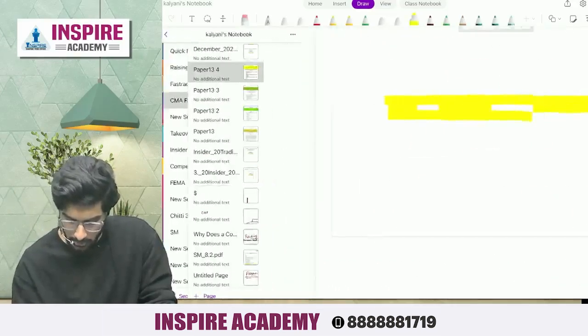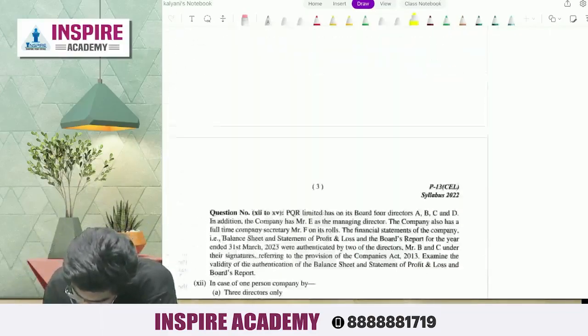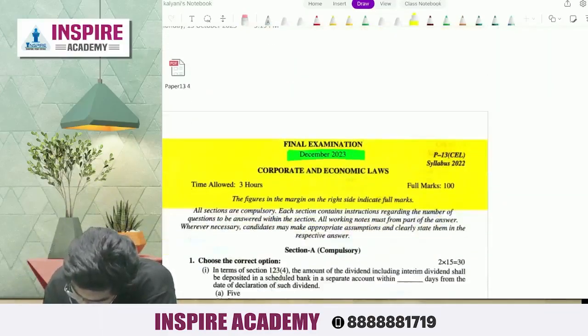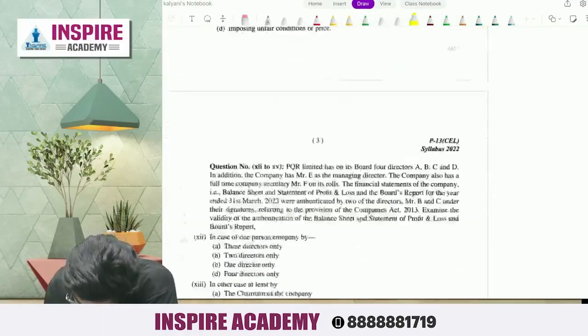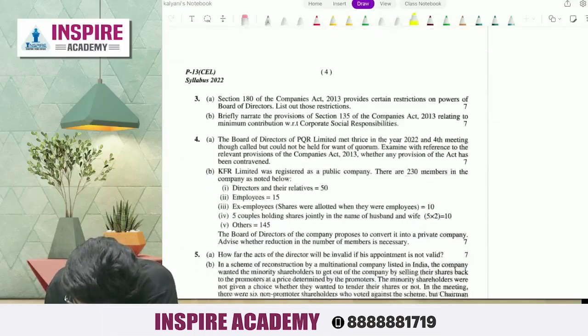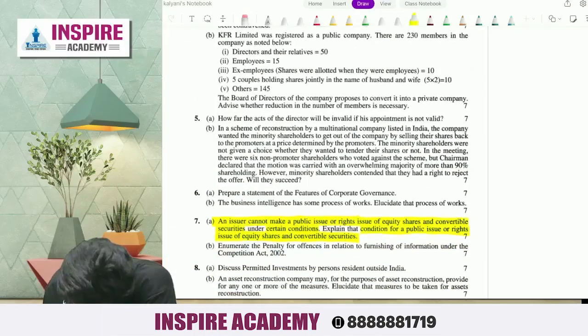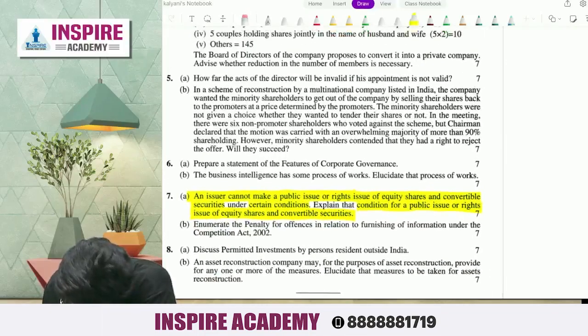Okay. Now let's come to past year's question paper. So people, in the year of December 2023, no question was asked from insolvency bankruptcy code.